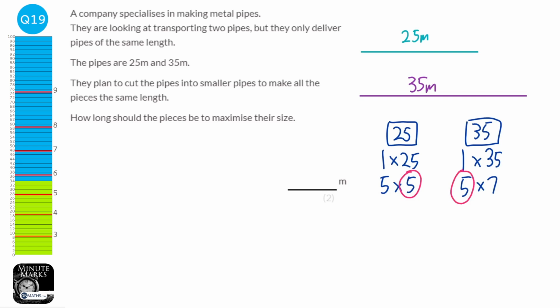So what we can do is we can cut all of these pipes into 5 meter pipes. So 1, 2, 3, 4, not to scale, and then 7 of these. So 1, 2, 3, 4, 5, 6, and so there's 7 in total. Each of these is 5 meters long, and there's no wastage. And that's the longest we can make the pipes for there to be no wastage at all. So my answer is 5 meters.